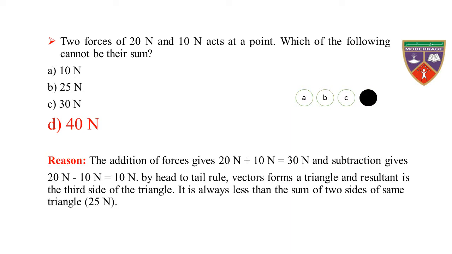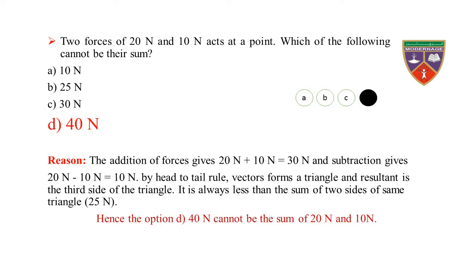Reason. The addition of forces gives 20 Newton plus 10 Newton is equal to 30 Newton, and subtraction gives 20 Newton minus 10 Newton is equal to 10 Newton. By head to tail rule, vectors form a triangle and the resultant is the third side of the triangle. It is always less than the sum of two sides of the same triangle, which is 25 Newton. Hence, the option D, 40 Newton, cannot be the sum of 20 Newton and 10 Newton.